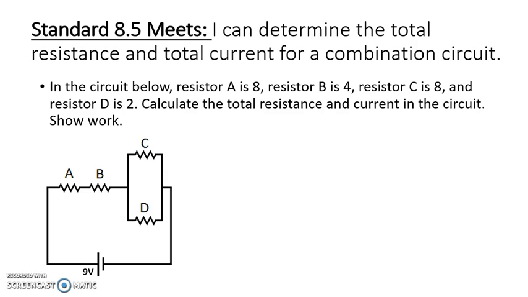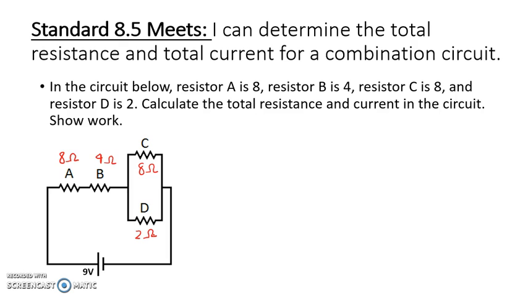For standard 8.5, we need to determine the total resistance and total current for a combination circuit. Given the circuit that's drawn here, below we see that resistor A is 8. Okay, we have to remember that our unit there is ohms. B is 4 ohms. C is also 8 ohms. And D is 2 ohms. Our battery is 9 volts, and that's been previously given to us, so we don't need to do anything with that.